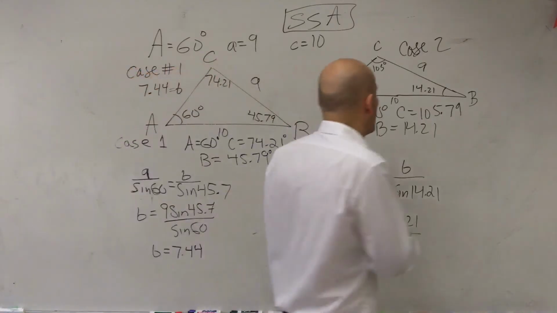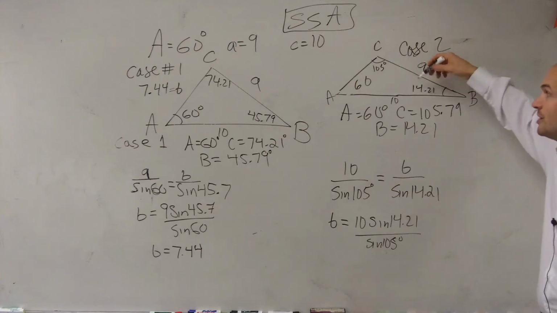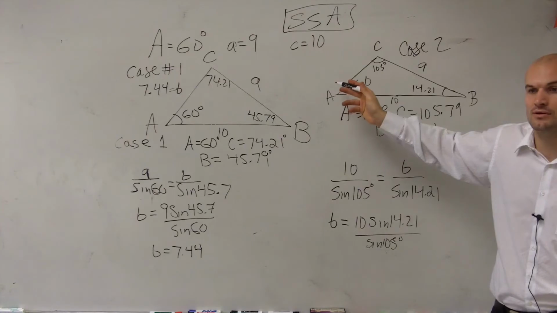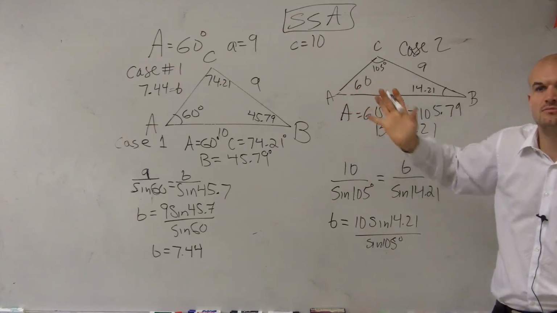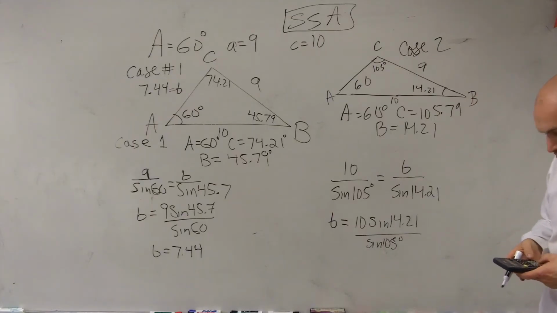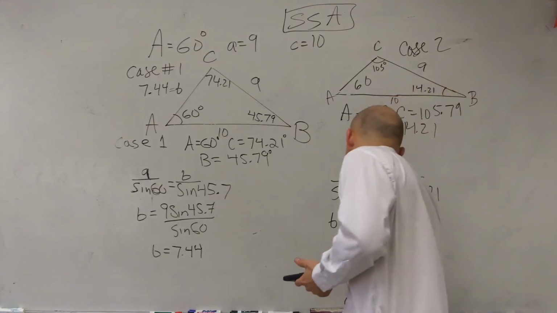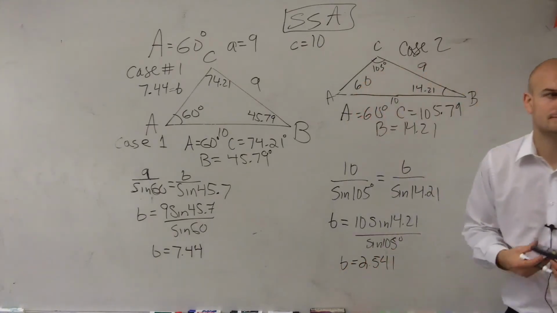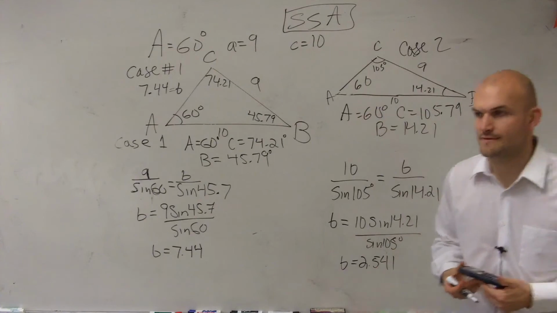Okay. So now, if I give an angle of 14.21, do you think my new B is going to be larger or smaller than 7.44? Should be smaller. So let's go and take a look, see if we did the math correctly. So I do 14.21 sine of that times 10 divided by 105 sine, and I get B equals 2.541. And there you go. There's two possible answers.